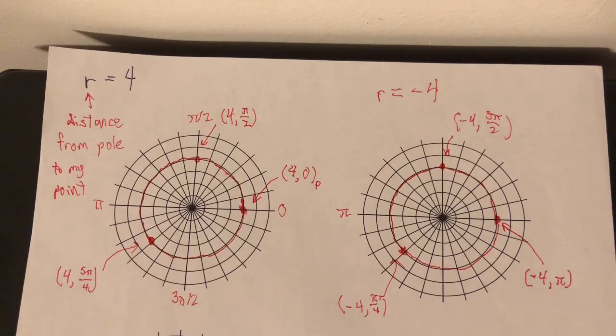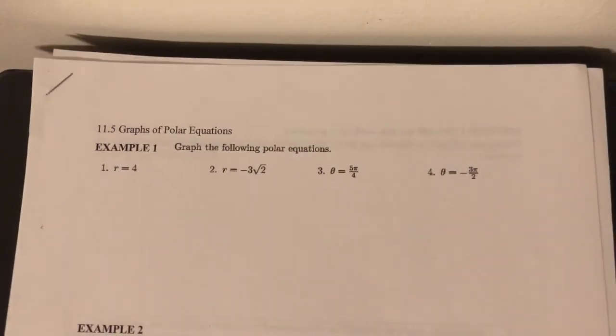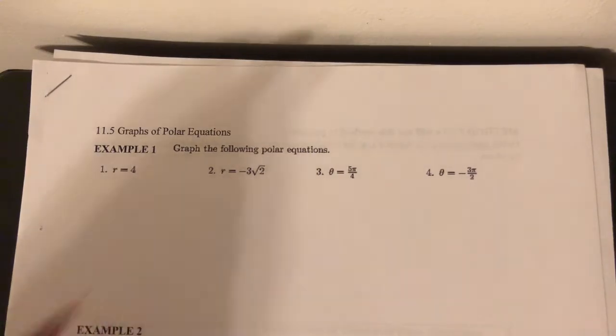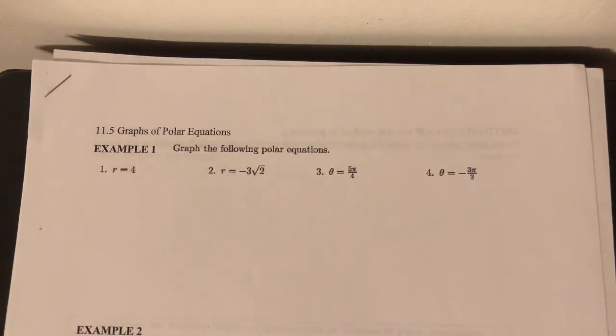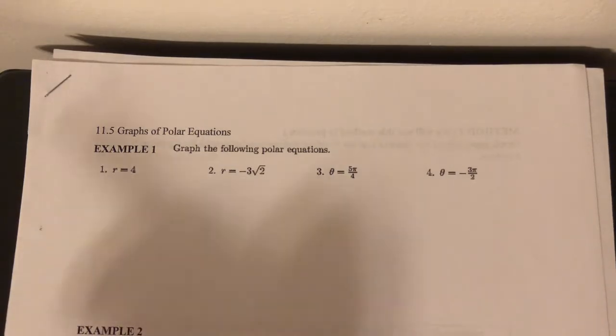So r equals 4, and if you look at your guided notes, the next example there, r equals -3 radical 2, you can approach the same way. You just need to get a decimal approximation on your calculator to determine where the circle should go. Now if I look at problem 3, we've got theta equals 5 pi over 4. So instead of saying what r equals, we're talking about what theta equals.